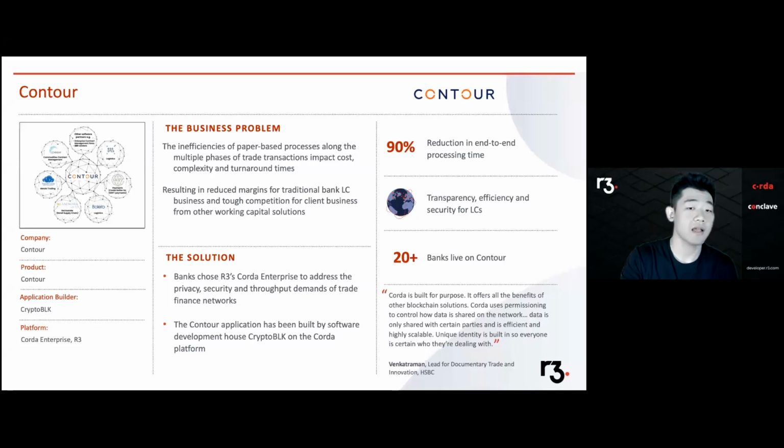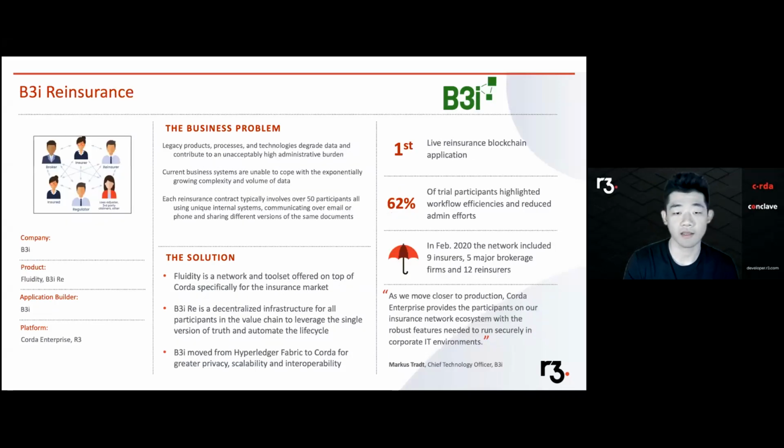And the last, I will bring out the showcase on insurance. So B3I is one of the largest insurance, or you can call it reinsurance, consortiums in EMEA. It's the first reinsurance blockchain application that's ever live in the world. And right now 62% of the trial participants highlight workflow efficiency and reduced admin effort.